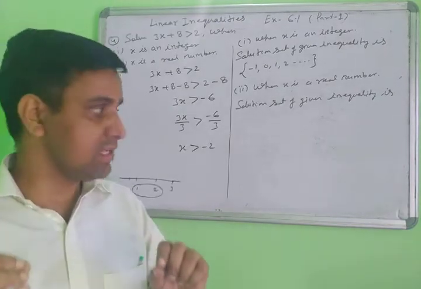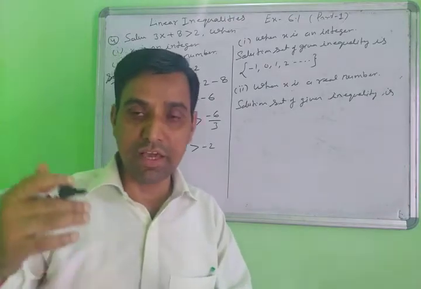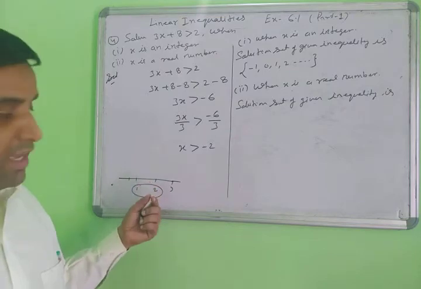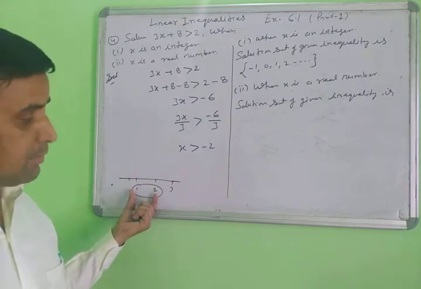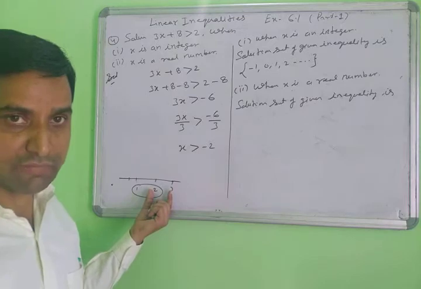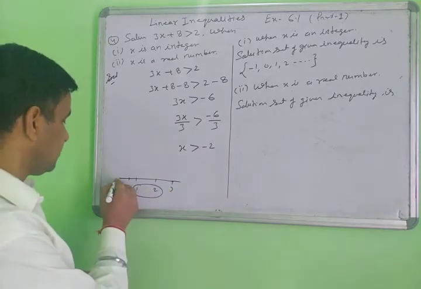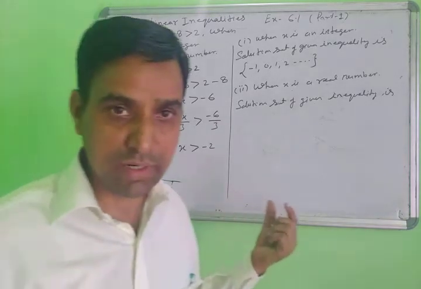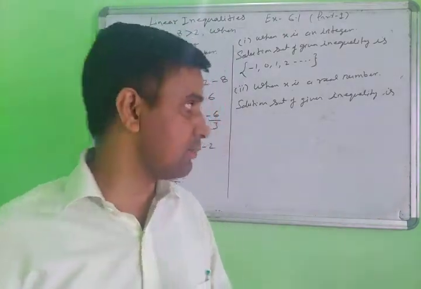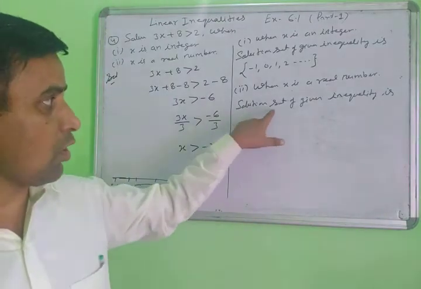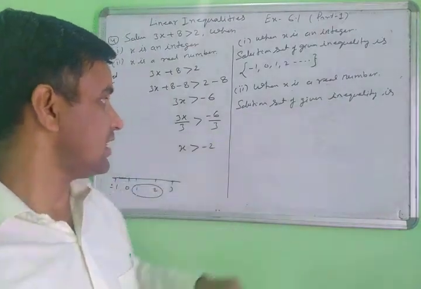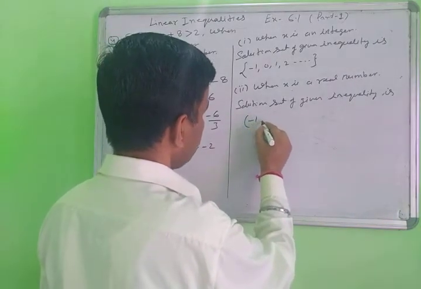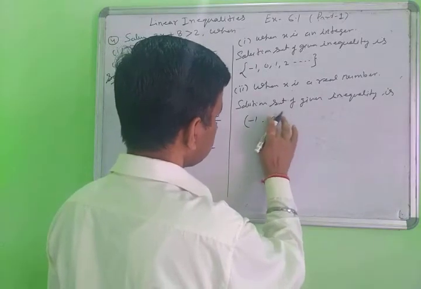Between any two integers there are infinitely many real numbers, so you cannot just represent them as 1, 2, 3, 4, 5. Between 1 and 2 there are infinite real numbers, the same for 2 and 3. Similarly, between minus 1 and 0 there are infinite real numbers. So how do we represent the solution set of the inequality? You can write an open interval from minus 1 to infinity.